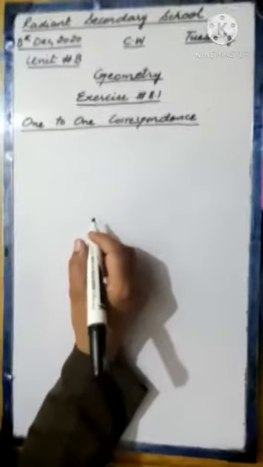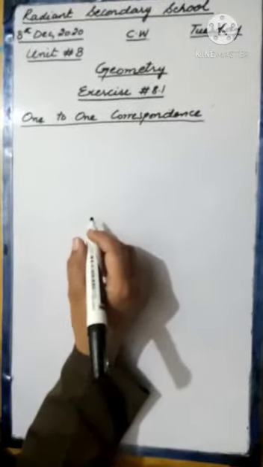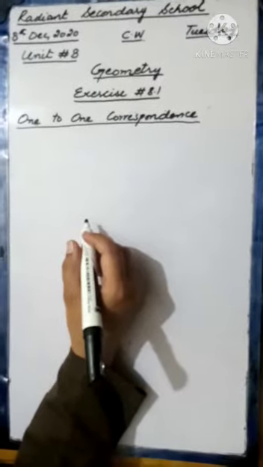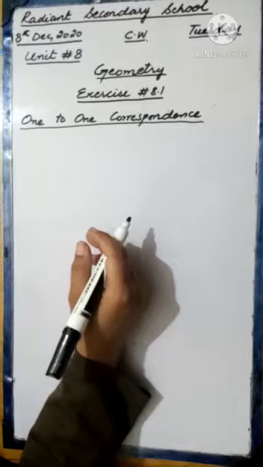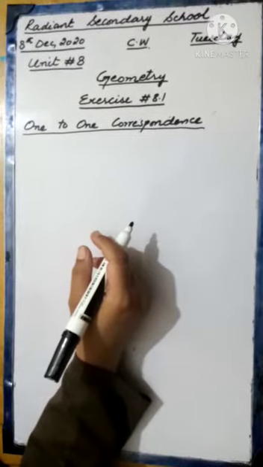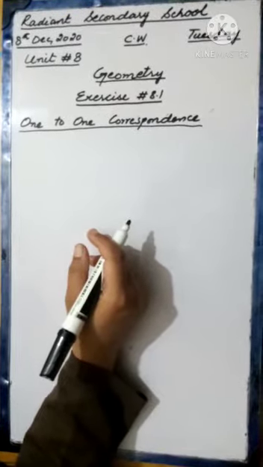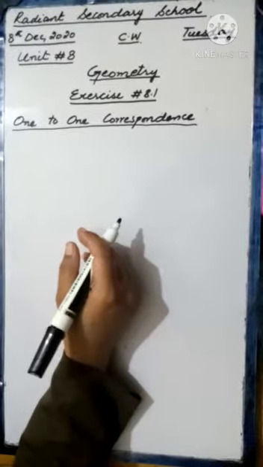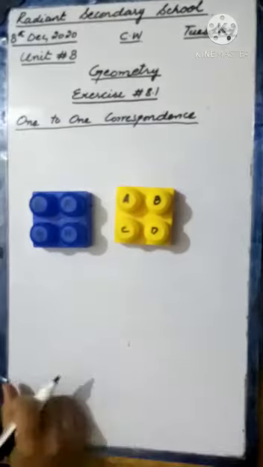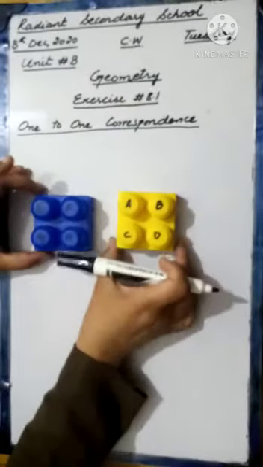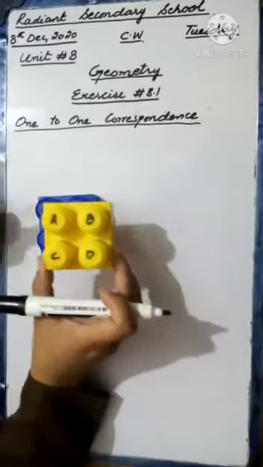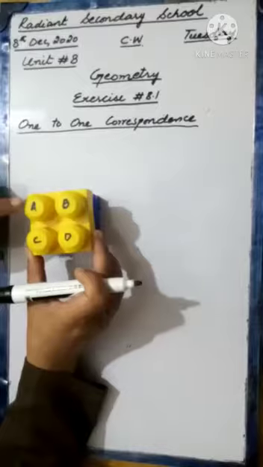Okay, students, the next topic is one-to-one correspondence. What is one-to-one correspondence? Means if we are comparing any two different geometrical figures, then we can take one-to-one correspondence between them. Like if I'm again taking these two blocks, I want to check the one-to-one correspondence. If I am putting this block on this, then you can see that EG is on AC.